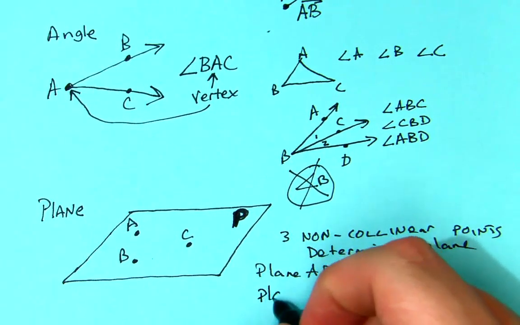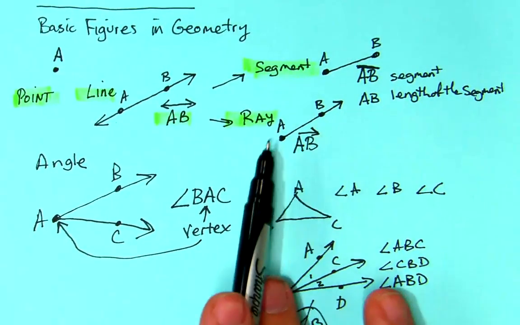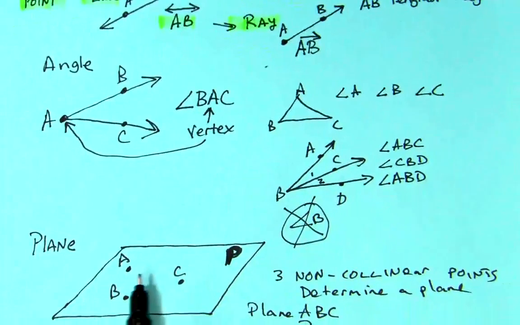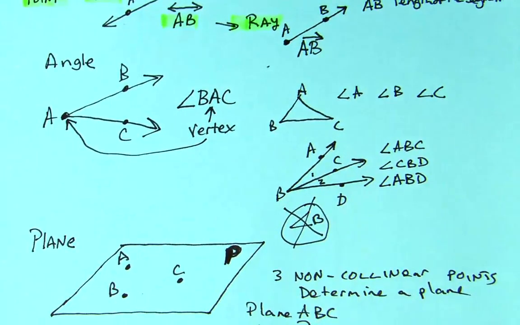So those are our basic shapes. Points, lines, segments, rays, our angles, and the plane. Everything else that we have to do has to deal with all of those.